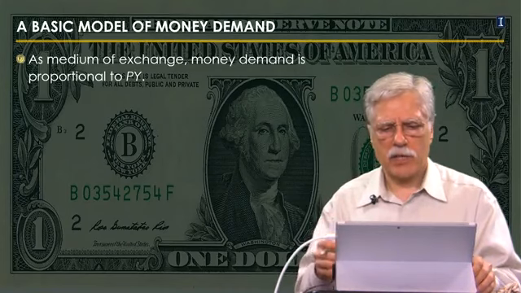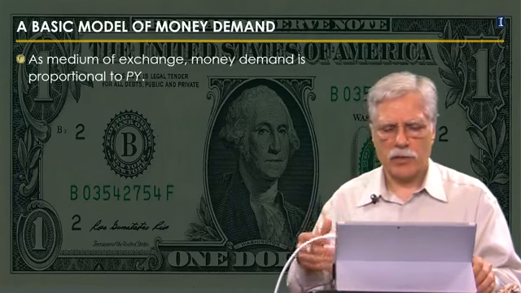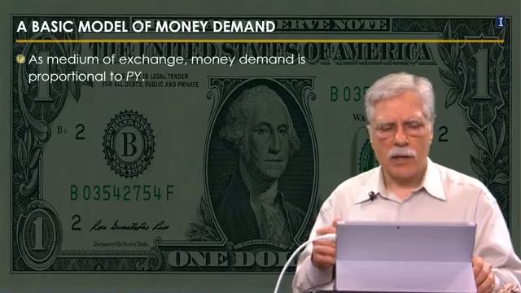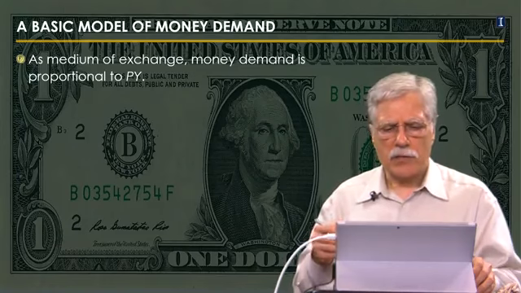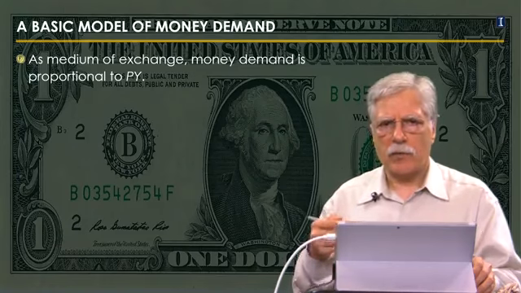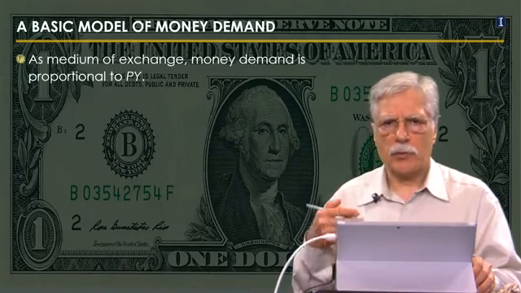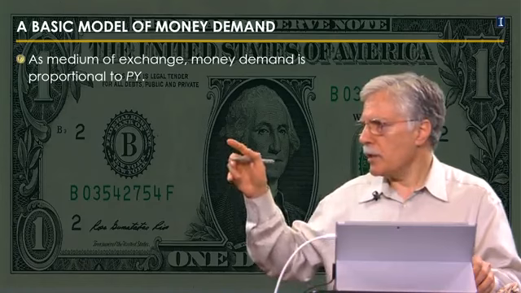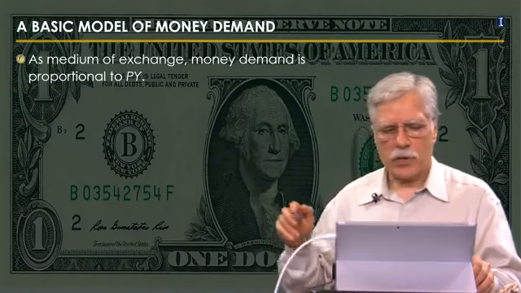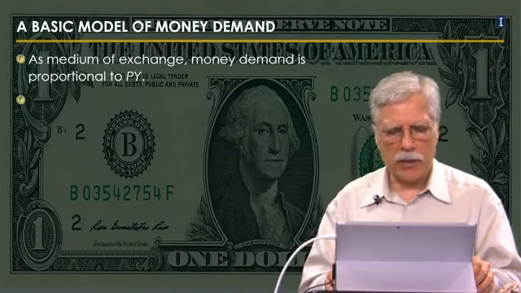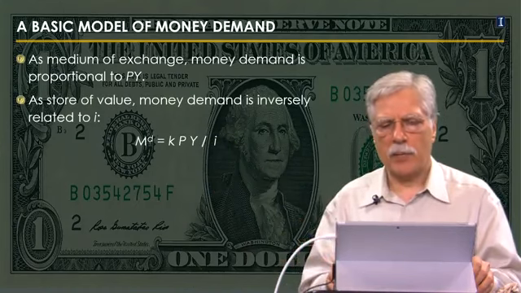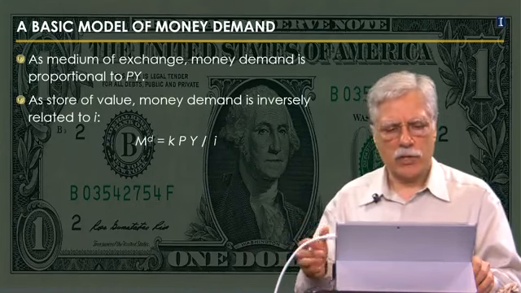money as a medium of exchange and also as a store of value and unit of account. As medium of exchange, we've seen that demand for money must be proportional to the price level and the real income. So that's why we're showing here that money demand is proportional to PY, P being the price level, let's say in GDP deflator, and Y being the real income or GDP.